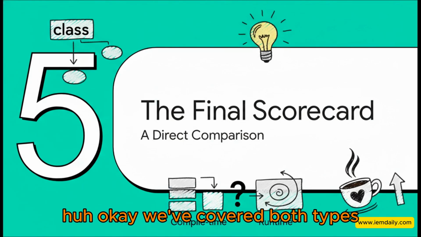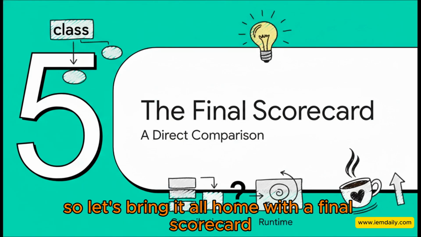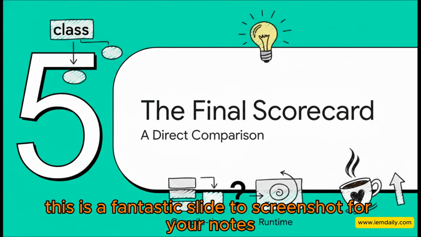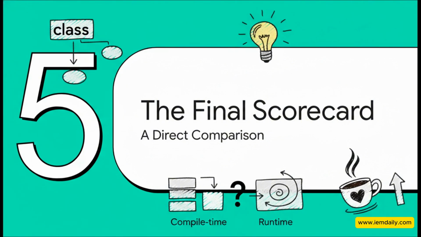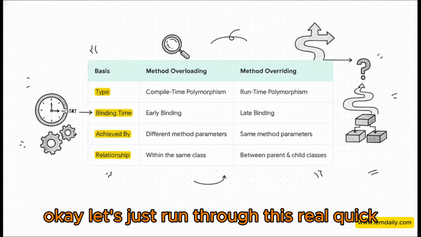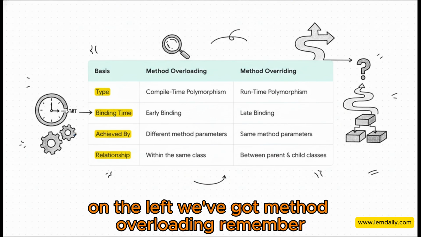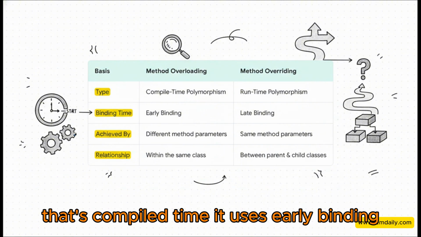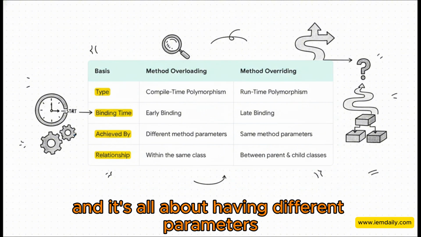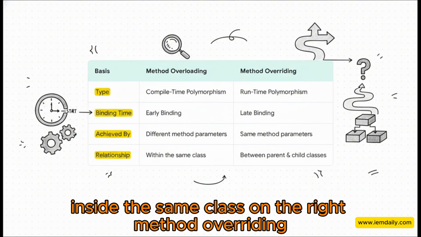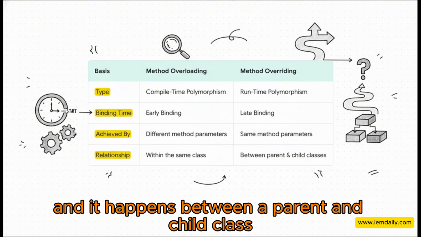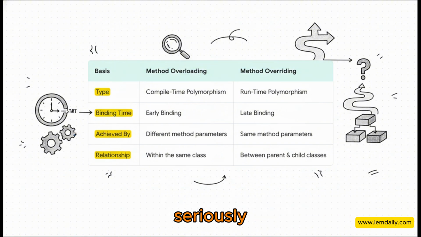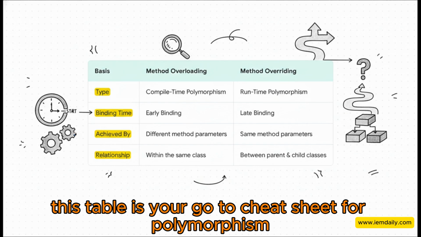Whew, okay. We've covered both types. So let's bring it all home with a final scorecard. This is a fantastic slide to screenshot for your notes, because it really locks in the differences. Okay, let's just run through this real quick. On the left, we've got method overloading. Remember, that's compile time, it uses early binding, and it's all about having different parameters inside the same class. On the right, method overriding. That's your runtime, late binding, and it happens between a parent and child class. Seriously, this table is your go-to cheat sheet for polymorphism.